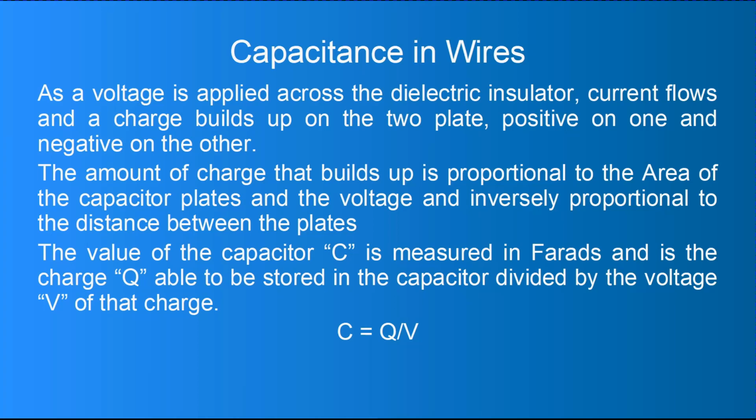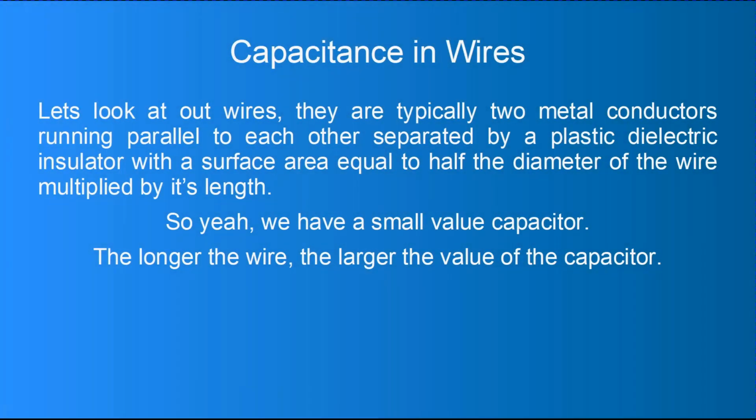What if we look at our wires? We've got wires that run a distance, and you could almost consider those wires to be 2 metal conductors. Well, they are 2 metal conductors running in parallel to each other, separated by a plastic dielectric insulator, with a surface area equal to half the circumference of the wire multiplied by its length. So yeah, we have a small value capacitor. The longer the wire, the larger the value of that capacitor.